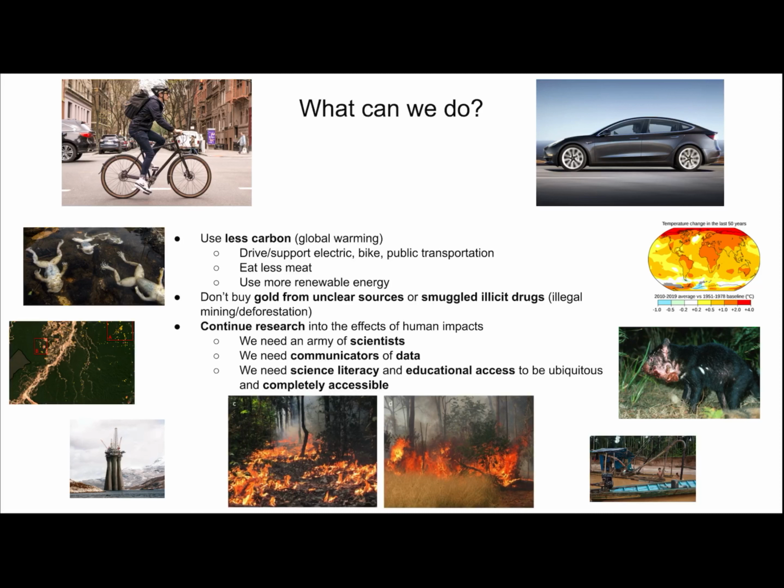Another thing you can do is become a researcher and continue the research into the effects of human impacts on biodiversity and ecological systems. As we proceed into this new world, we're going to need an army of scientists, and we're also going to need an army of communicators of data. Without the ability to communicate data and without the ability to understand data, it's very difficult to get any traction towards progress with any community. And so to address that further, we need more scientific literacy in all communities. We need to create educational plans and initiatives that are accessible to everyone, and we need education to be ubiquitous.